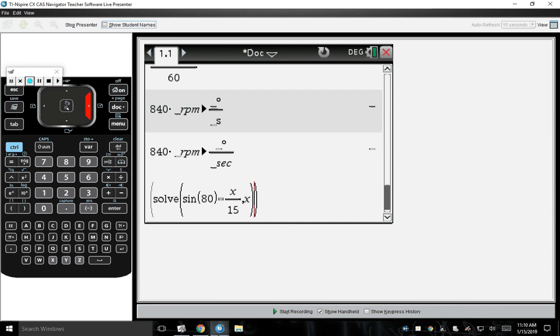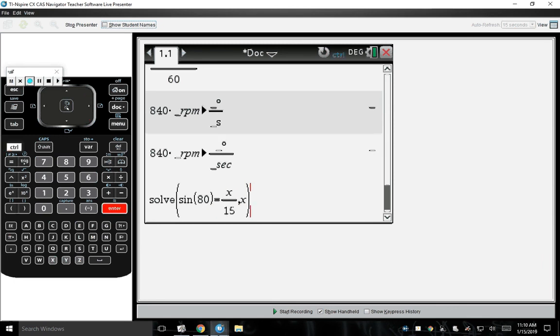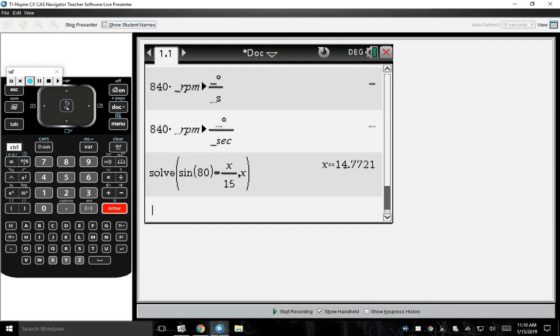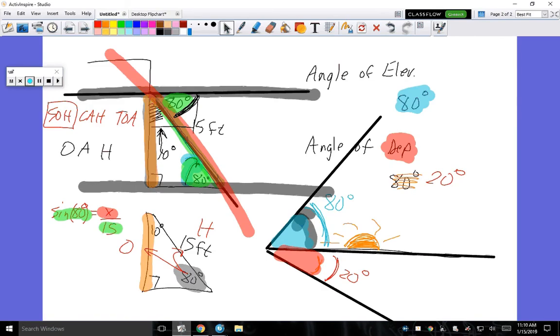We'll solve for x. We don't have to put degrees because we're in degree mode. And the answer should be 14.772. 14.772 feet is how high the ladder is reaching up on the wall. All right.